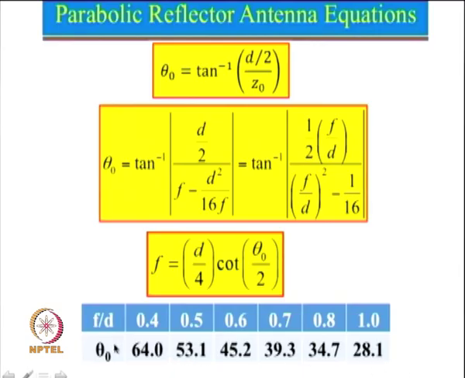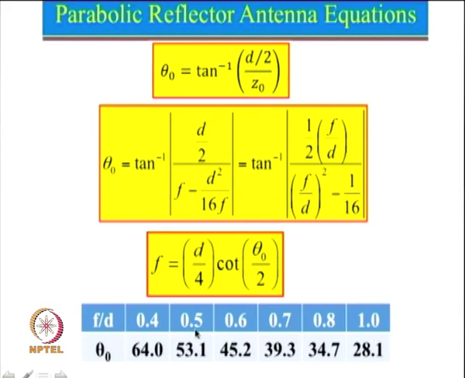So, now the question is, what value of f by d should we choose, or alternatively what value of theta 0 should we choose. I will just give a general recommendation. Generally, f by d equal to 0.5 is chosen for the majority of practical parabolic reflectors, which are prime focus reflectors. Later on, we will also talk about the Cassegrain reflector, and we will see that for the majority of the time for a Cassegrain reflector, f by d tends closer to a value of 1.